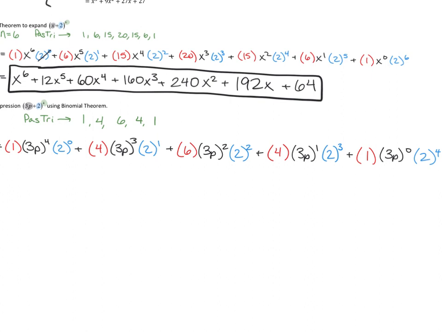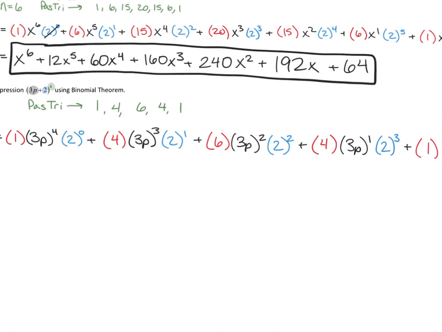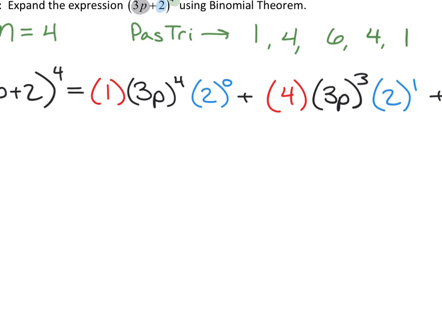Yeah. Okay, great. Now this time, we can't just multiply the red numbers and the blue numbers, because there's also a value in the black numbers. So we're going to have to multiply all of those numbers together. Meaning, for the first term, I want to multiply 1 times 3 to the 4th times 2 to the 0. Well, 2 to the 0 is 1, but it goes away because it's multiplied by 1. So really, I just want 3 to the 4th power. That would be 81 p to the 4th. 3 to the 4th power is 81.